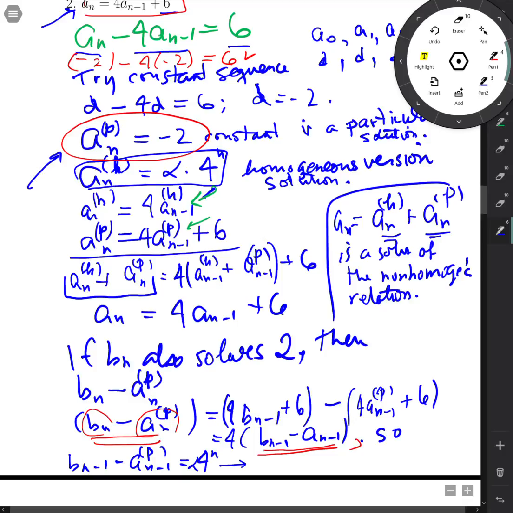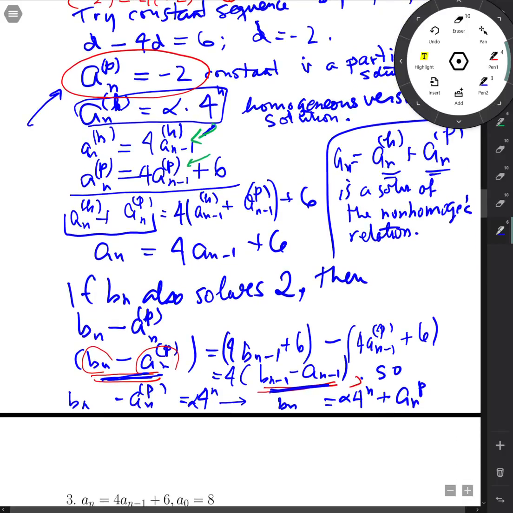That is to say, b_n minus a_n^p has to solve the homogeneous. That's the nth term in terms of the n minus first. So that's equal to alpha 4 to the n. So b_n is equal to alpha 4 to the n plus a_n^p, and that is simply b_n is equal to one of the solutions of the homogeneous plus the particular solution.